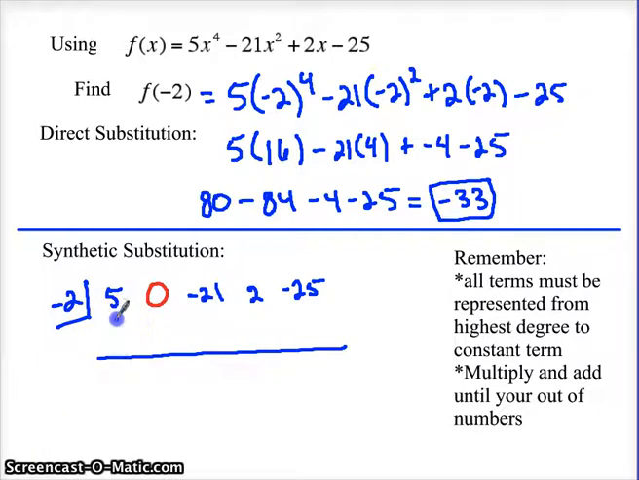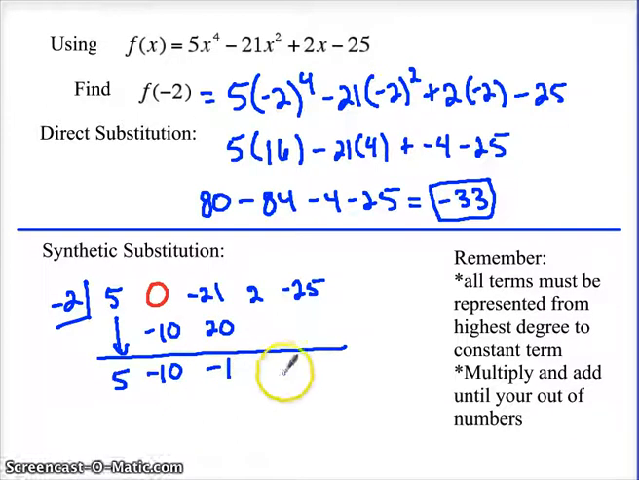So first things first, I'm going to take my first number and drop down that 5. Now I multiply by the number in the box. Negative 2 times 5 is negative 10. Add the two numbers together, giving me again negative 10. And negative 2 times negative 10 is a solid 20. Add them up again, giving me negative 1.